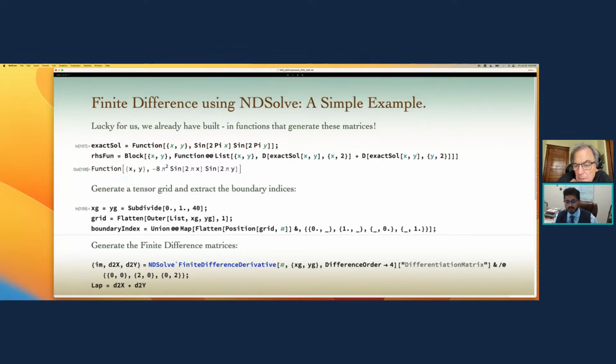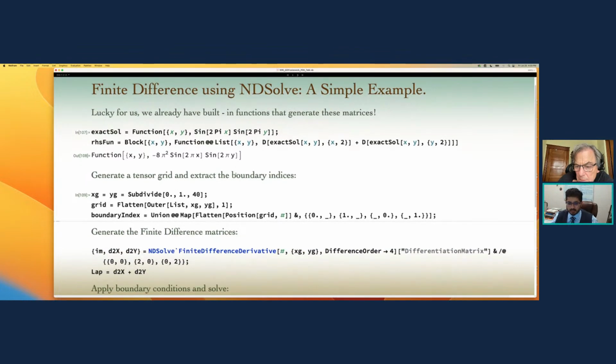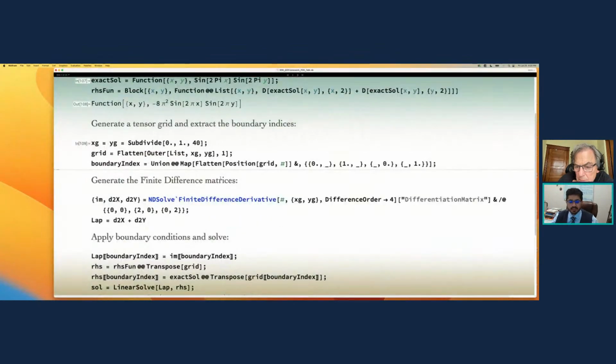And then from there, just extract the domain boundary, which is at the zeros and the ones in the X and Y directions. Now, this is the part where all the magic happens, which is you just use the built-in function in the context of NDSolve, called FiniteDifferenceDerivative.